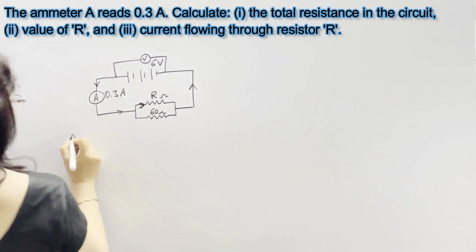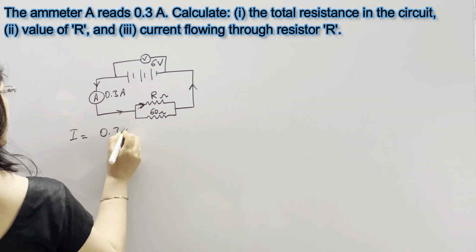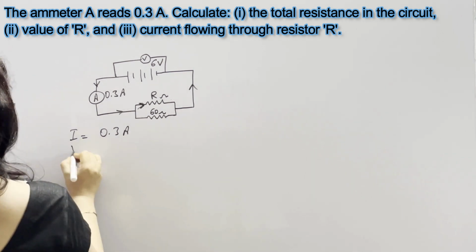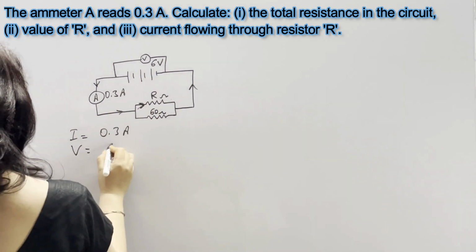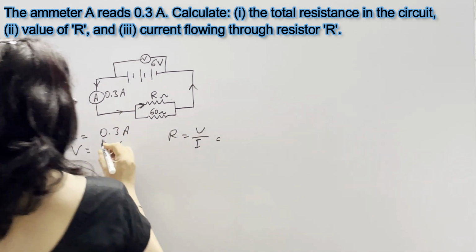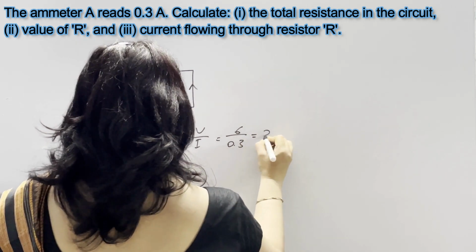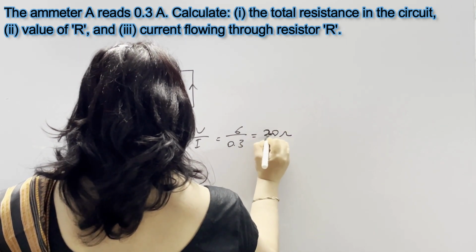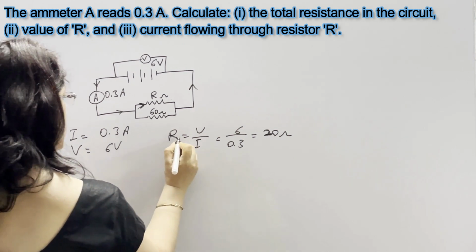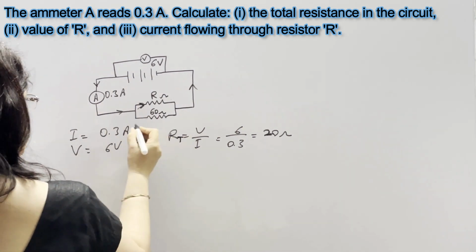So current I is given because the reading of the ammeter is already given as 0.3 ampere. Now V is also given as 6 volt. So R is equal to V upon I. V is 6, I is 0.3. It means 20 ohm is the value of the total resistance in the circuit. This is the total resistance in this circuit.